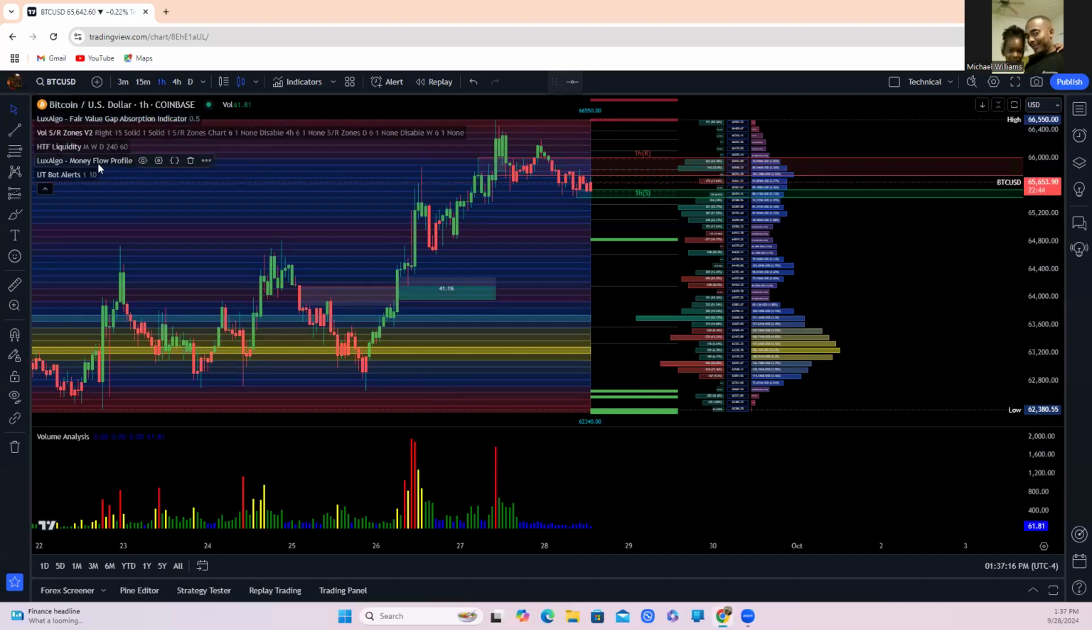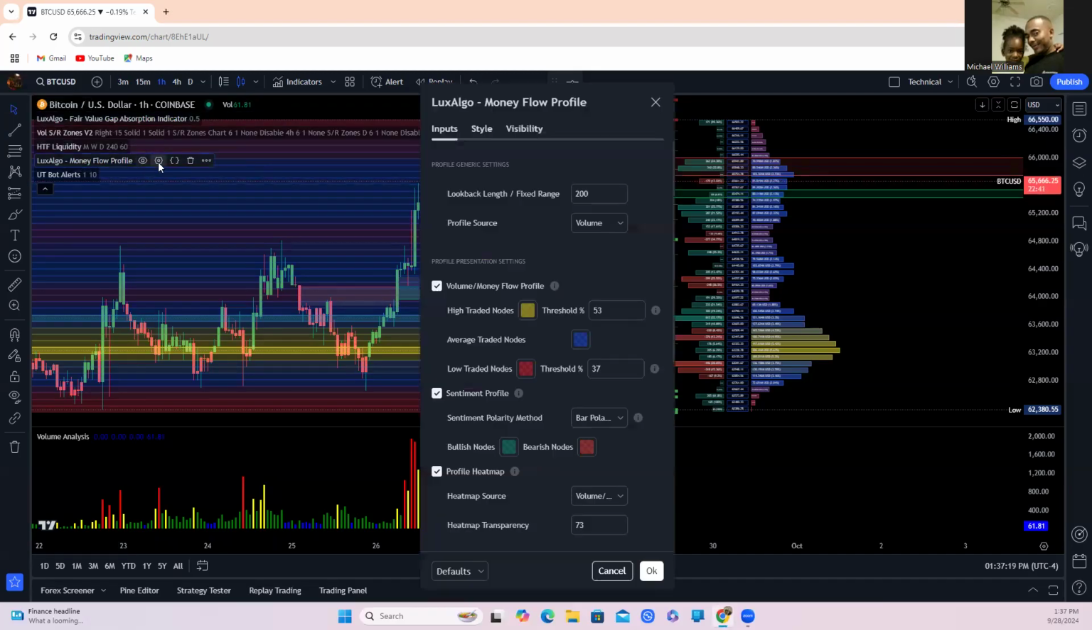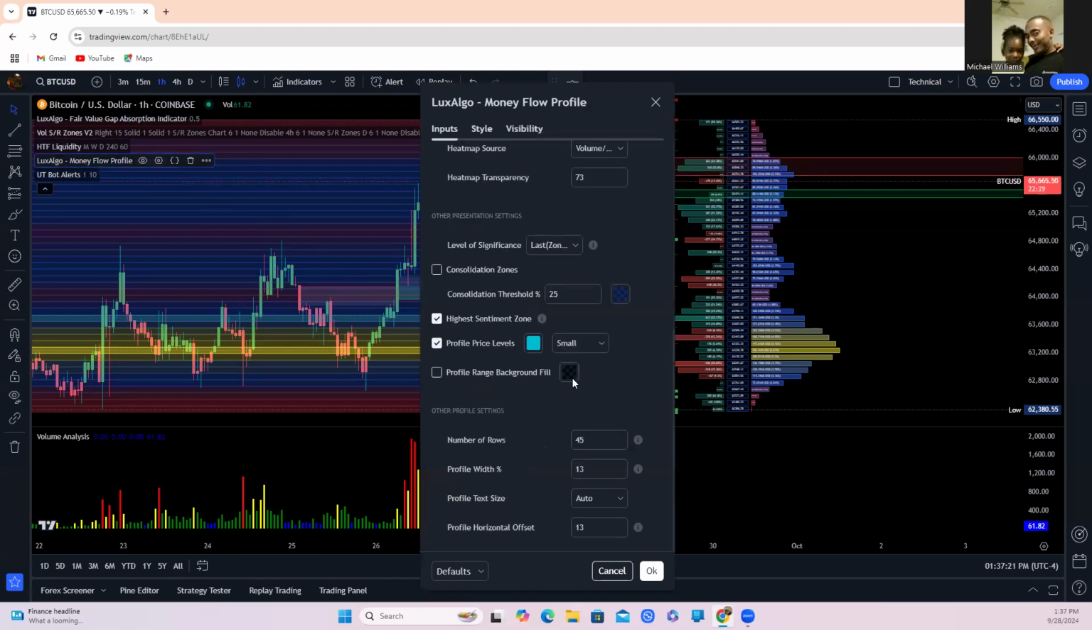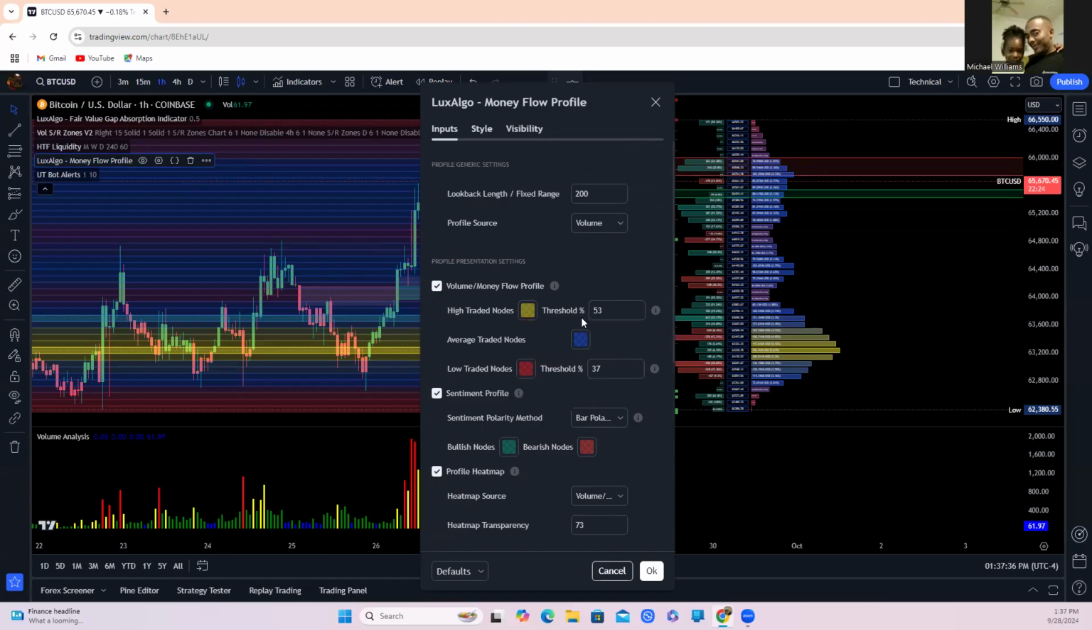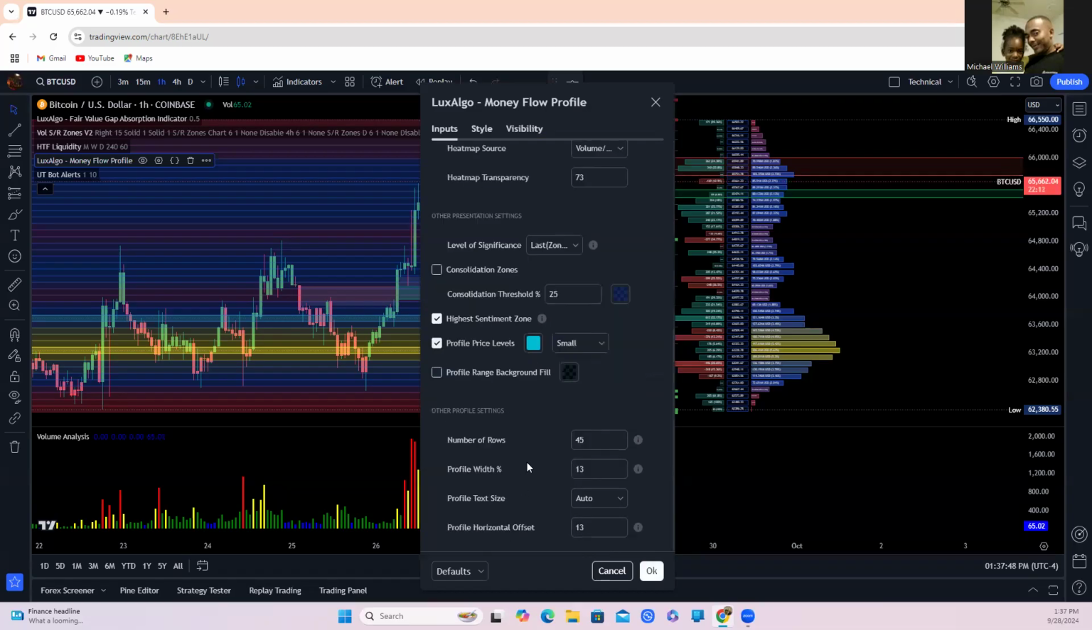For the 1 hour, let me show you how many rows I added. This helps me get a better visual of the areas. For the 1 hour, I have 45 rows, and your transparency is turned up to make the colors pop on the heat map. You can play around with that to get it to look the way you want. For me, transparency is 73 and 45 rows on the 1 hour.